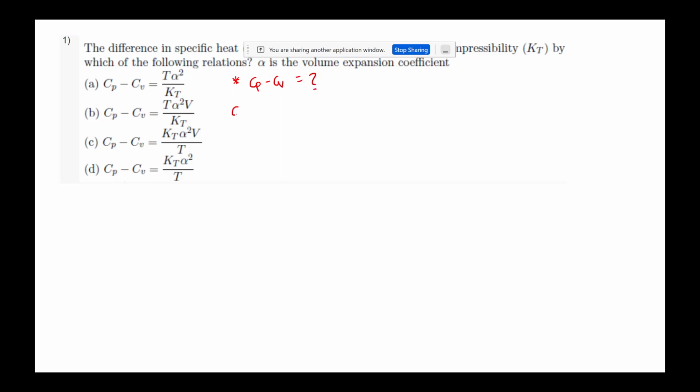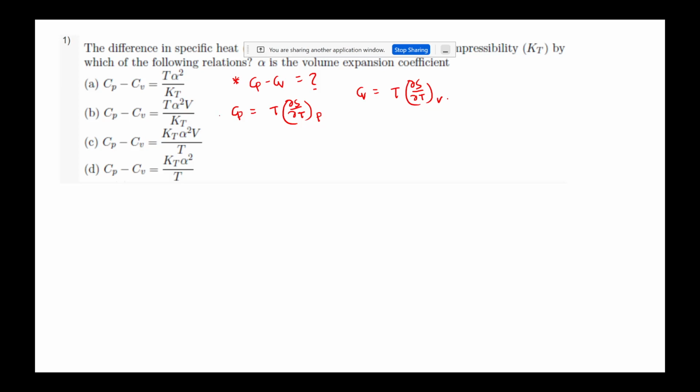Now what is Cp? Cp is T del S del T at constant P, right? What is Cv? Cv is T del S del T at constant V. Now we need to find their difference. Now, since we cannot get some information directly from entropy, we need to find the Cp minus Cv compact relation.